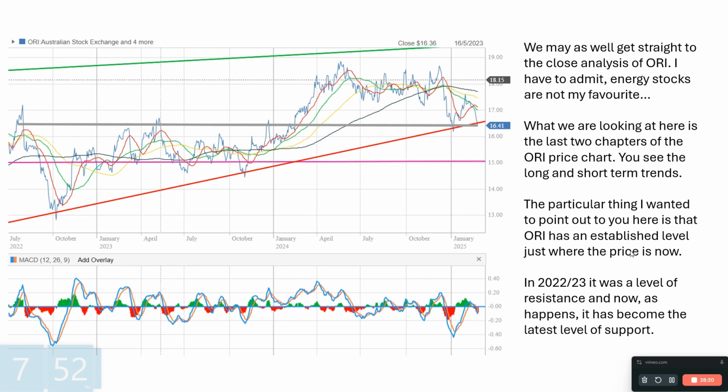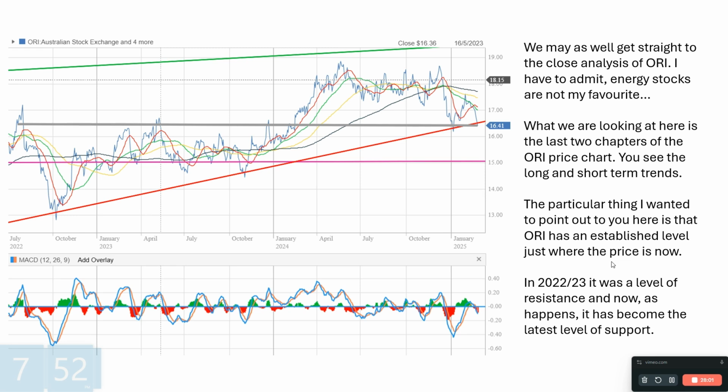Now, I have to admit, energy stocks are not my favourite. Hydrocarbons are a vexed reality in our world, and the future of the companies which trade in hydrocarbons is a challenge.